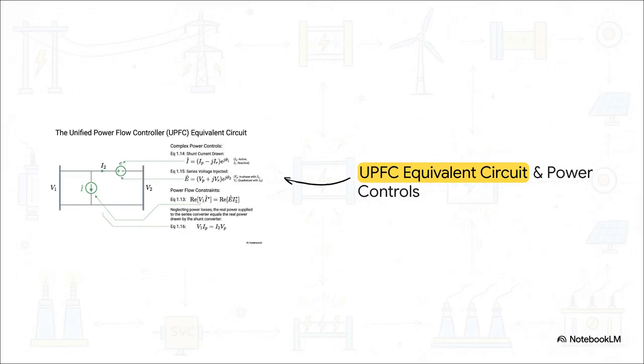Announcing Slide 12, let's trace the UPFC equivalent circuit. Notice the voltage and current sources here. When we rigorously explain equations 1.13 through 1.16, they prove something incredibly elegant about complex power controls. Neglecting minor power losses, these equations mathematically guarantee that the real power drawn by the shunt converter perfectly matches the real power supplied to the series converter. It's a completely balanced ecosystem. Real power in equals real power out.